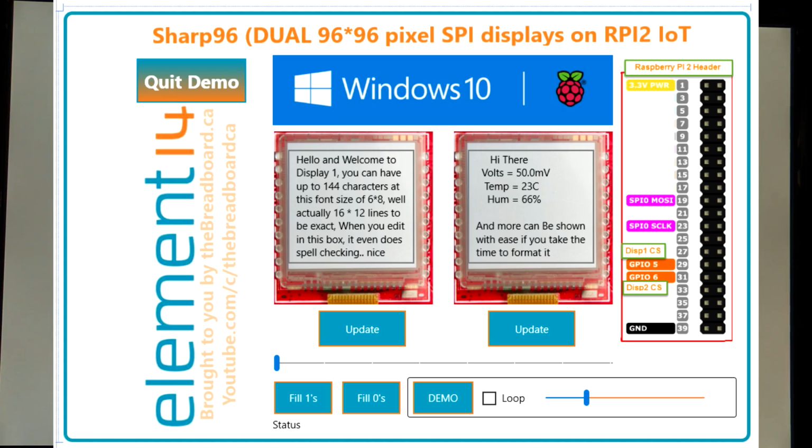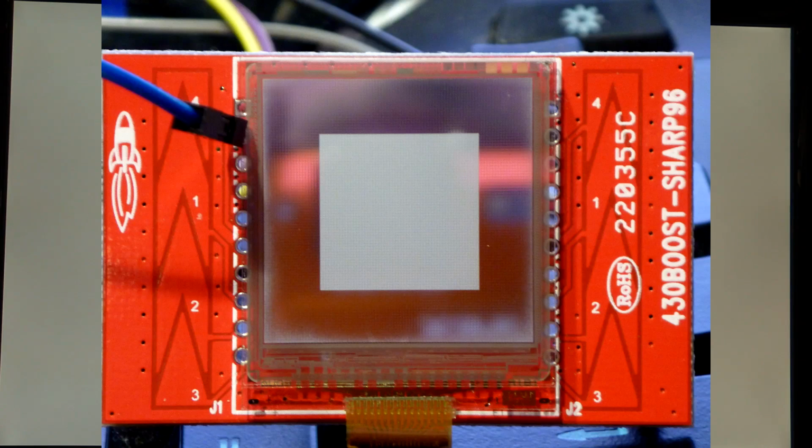Now these are based on the LS013B4DN04 display from Sharp Electronics, and they feature a 96 by 96 square aspect ratio display. They're about 1.3 inches or so across, and they have an SPI interface, and they are ultra low power. You're talking microamps of power consumption between updates. So these would be excellent devices for battery powered operation and things like that.